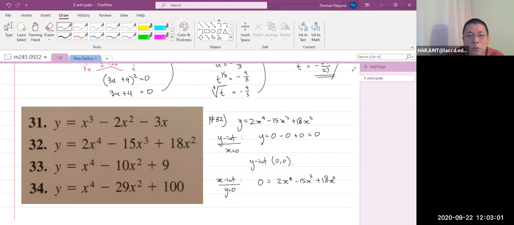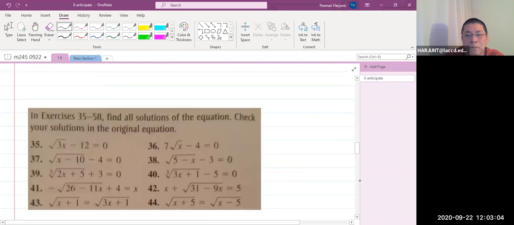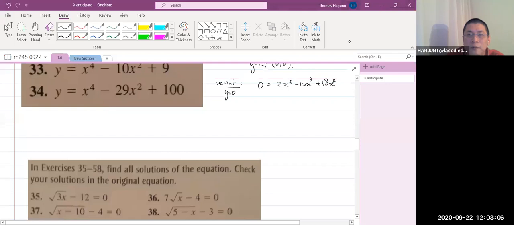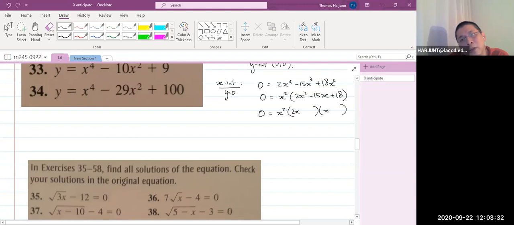What do you think we need to do first? Factor x squared, that's right. So 0 equals, factoring out x squared, I get 2x squared minus 15x plus 18. So I factor this as 2x and x. I need minus 15, so minus 6 and minus 3.